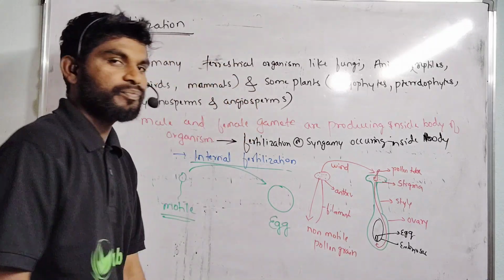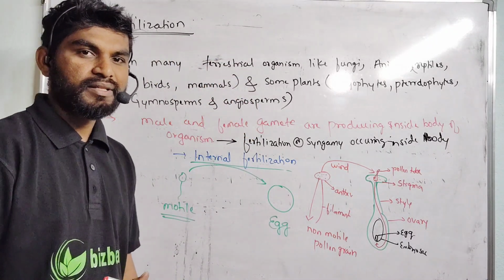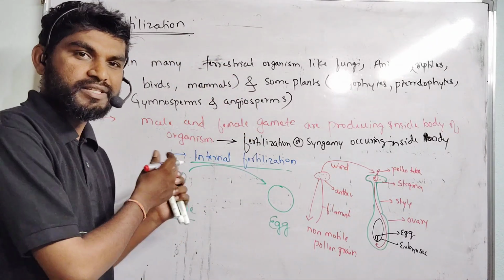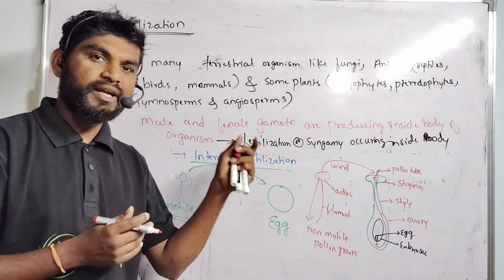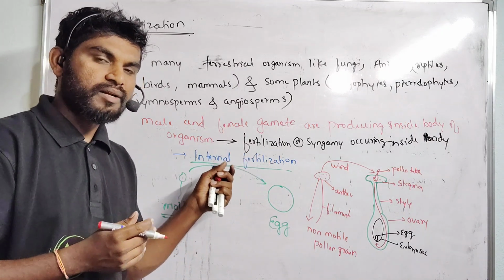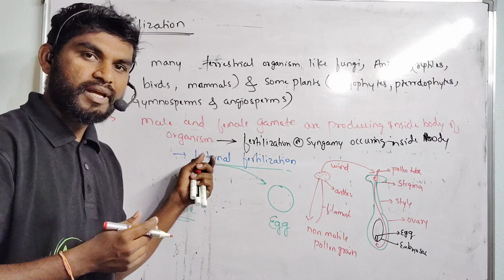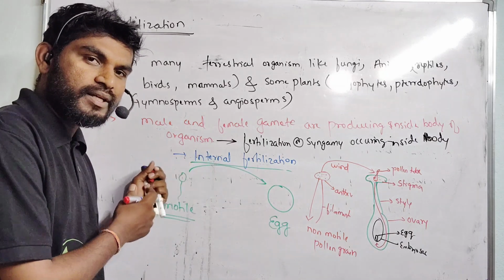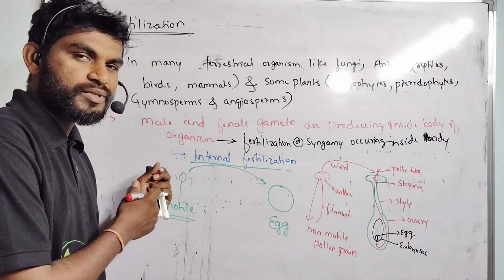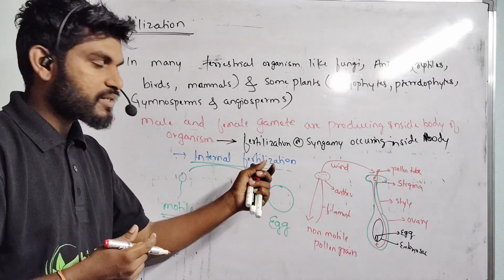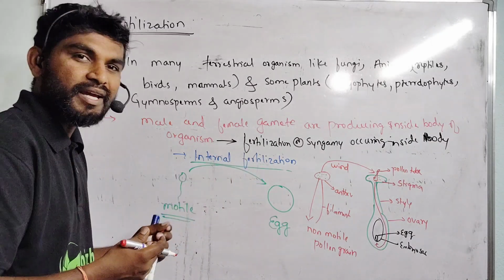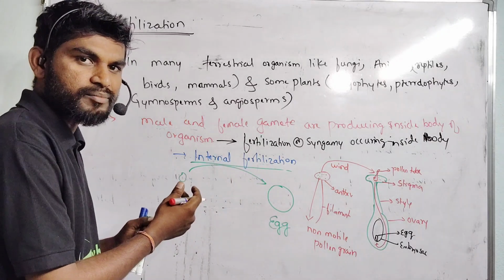This type of fertilization you can see in organisms. One is external fertilization, another is internal fertilization. External fertilization means syngamy occurs outside the body of an organism. In internal fertilization, syngamy happens inside the body of an organism.